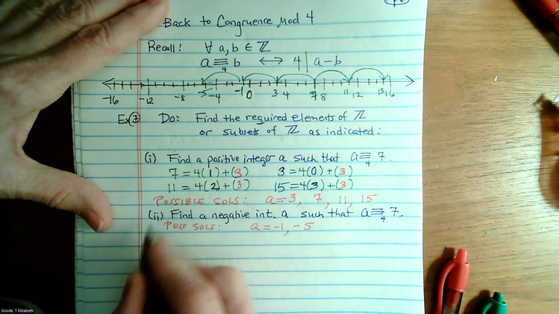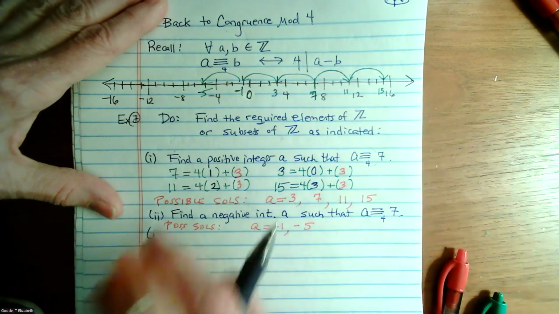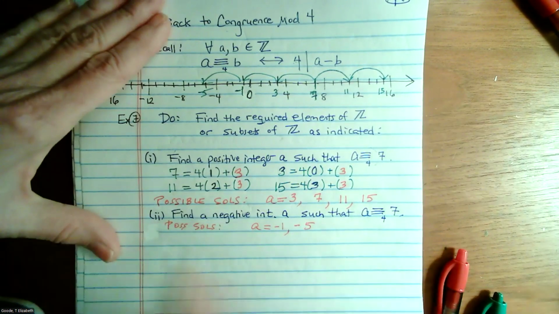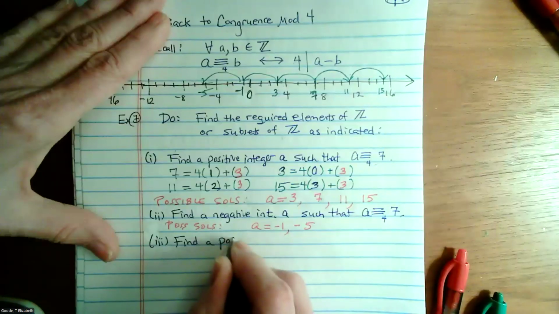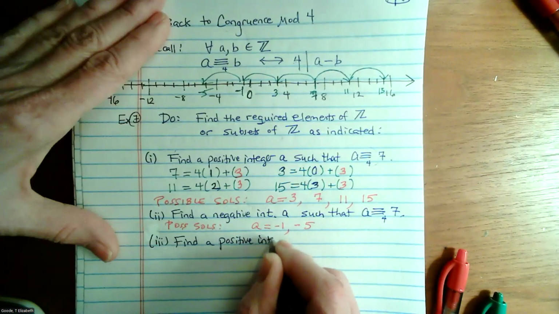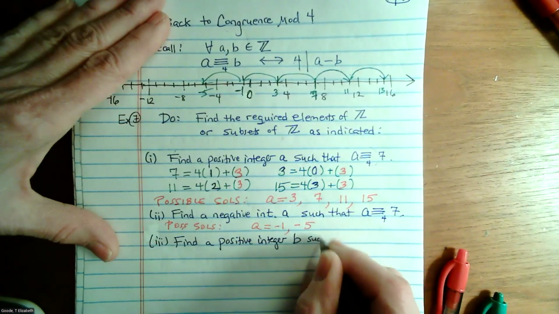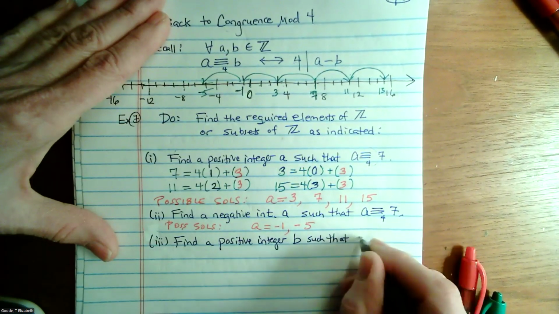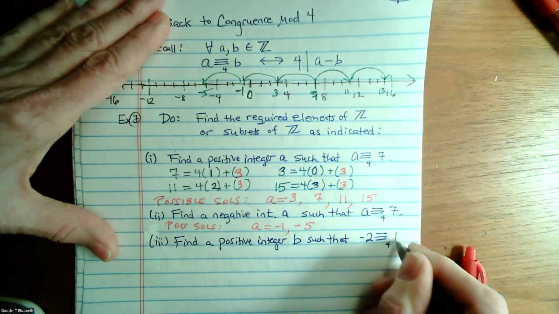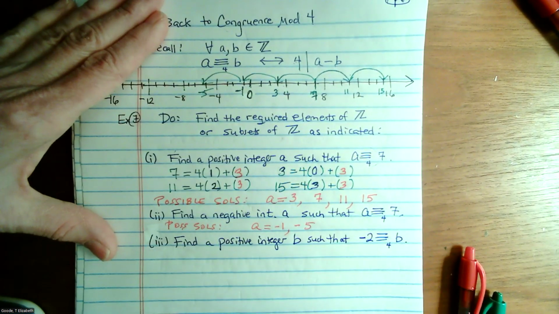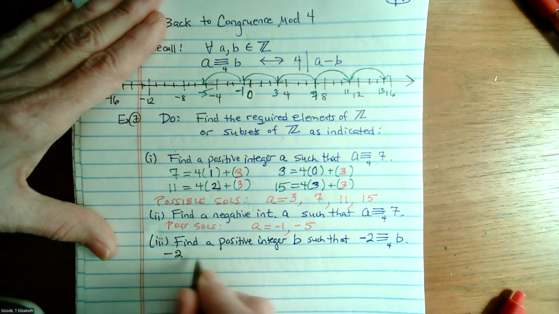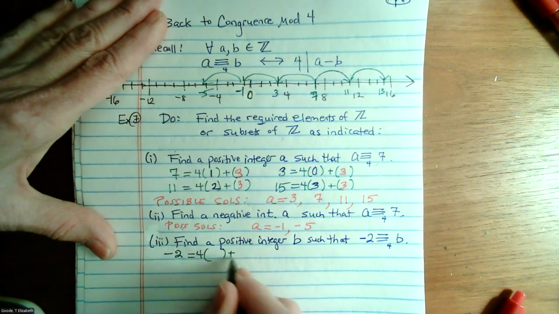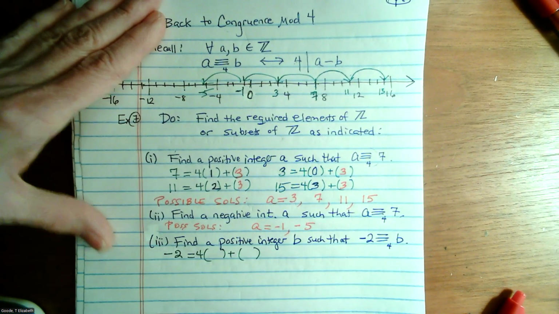Let's do another one. Let's find a positive integer B such that -2 is congruent mod 4 to B. So now we can look at -2. What is the remainder when we divide -2 by 4? Let's just get an idea of what the remainder is.